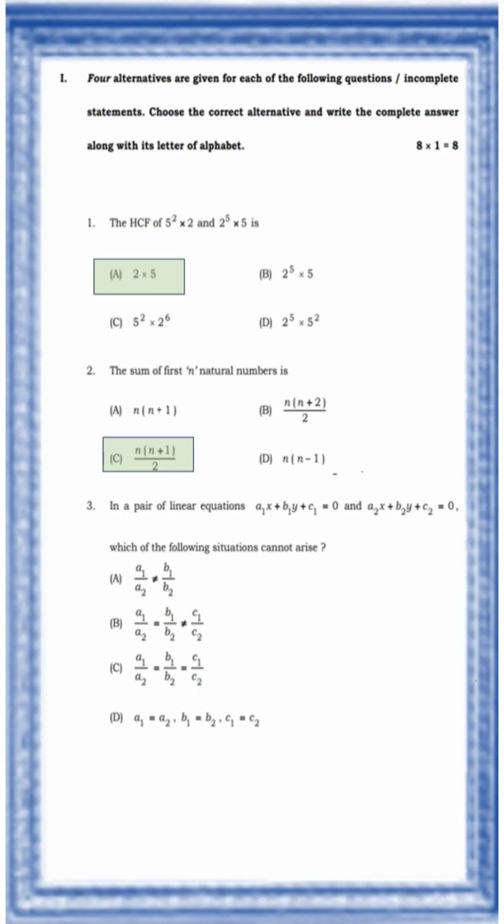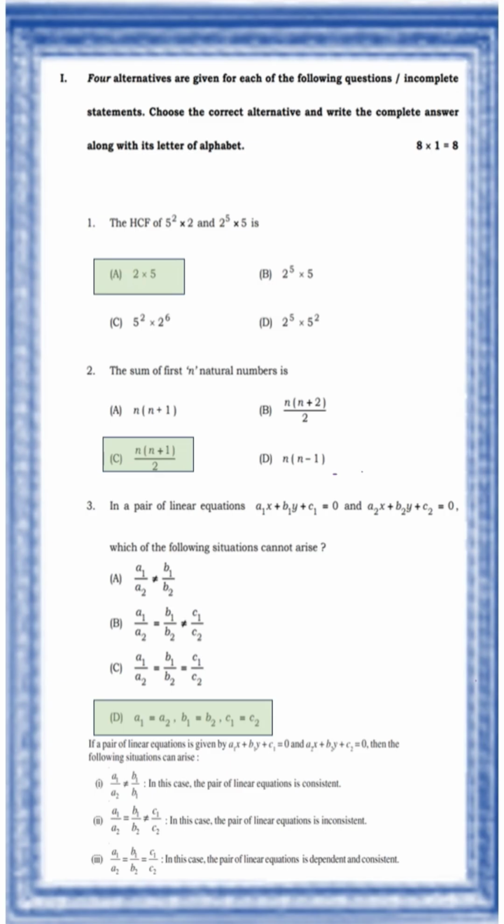Now the next question, third. In a pair of linear equations a1x plus b1y plus c1 is equal to 0 and a2x plus b2y plus c2 is equal to 0, which of the following situations cannot arise? First 3 options can arise. Option D is correct here because this situation cannot arise.